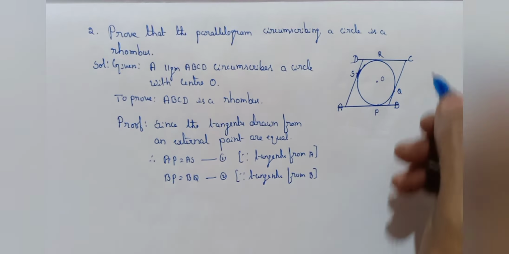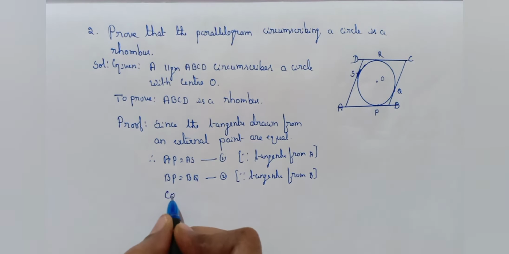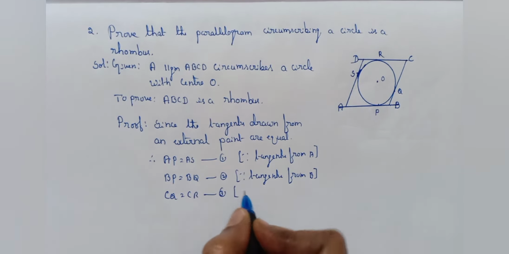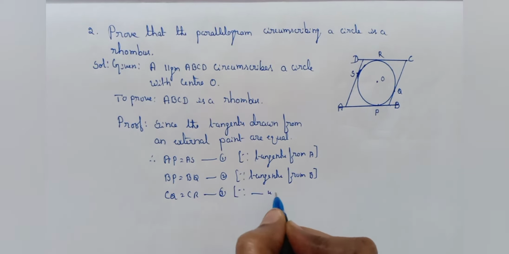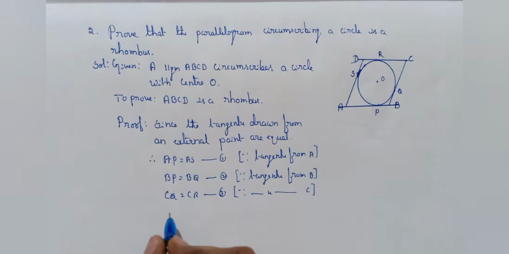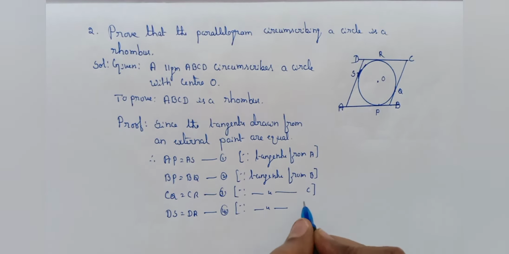Next, CQ is equal to CR. Consider this as equation 3. Again, tangents drawn from C. And DS is equal to DR. Consider this as equation 4, because they are tangents drawn from the point D.